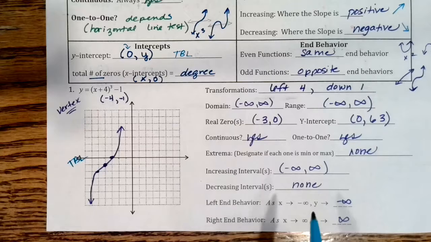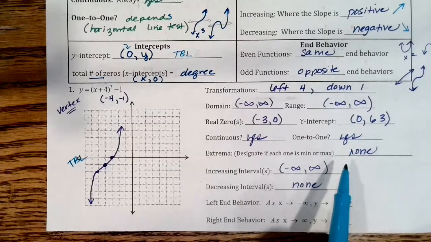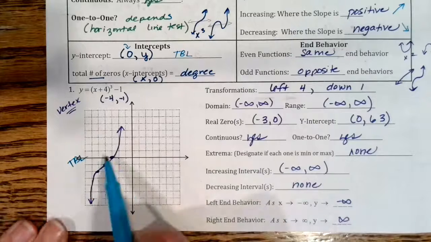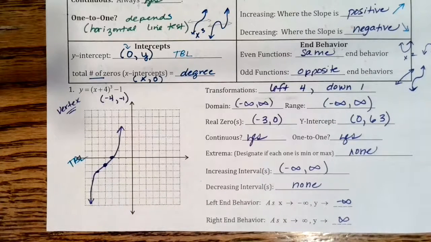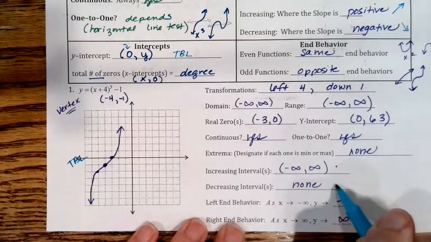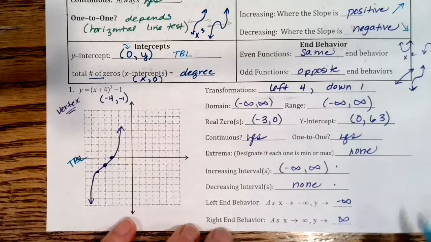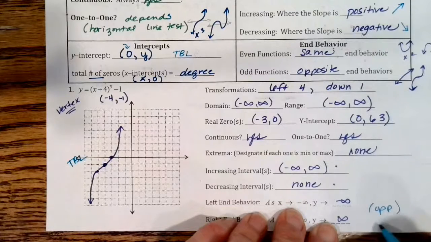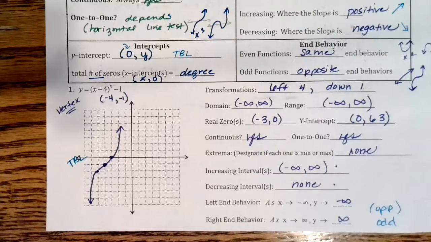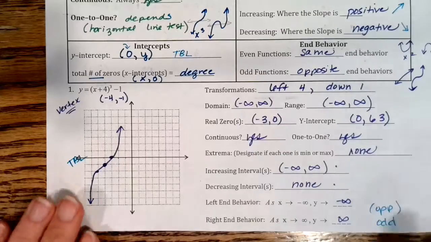The graph is continuous. It's one-to-one. And there are no extrema because this is not a bumpy graph. I don't have a change in increasing or decreasing. I'm always increasing. I'm never decreasing. My end behaviors are opposites because, remember, it's an odd function. All right, let's take a look at the back.